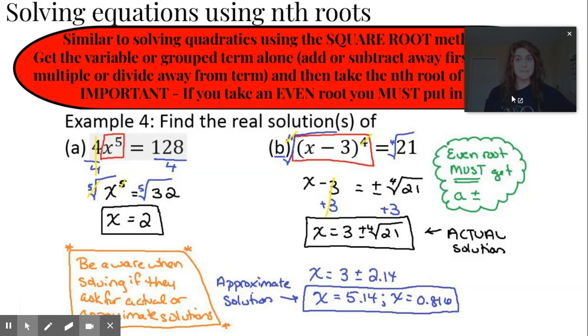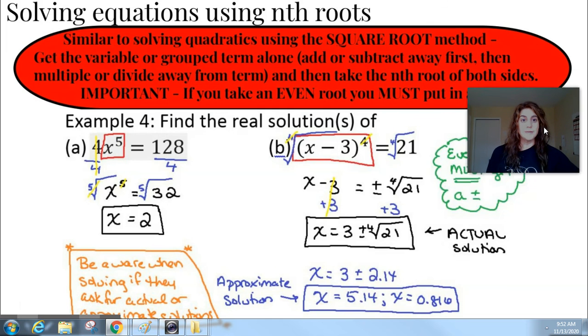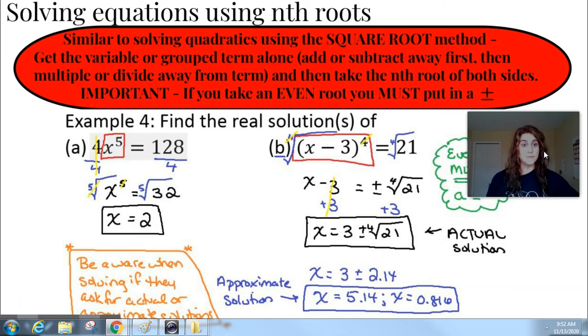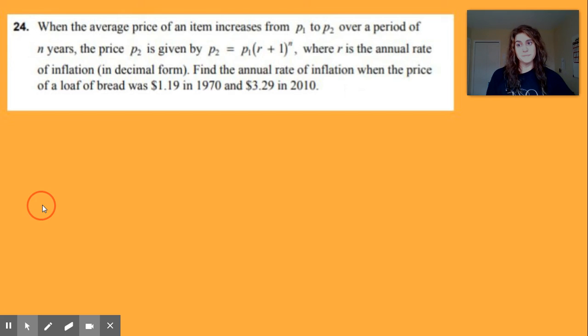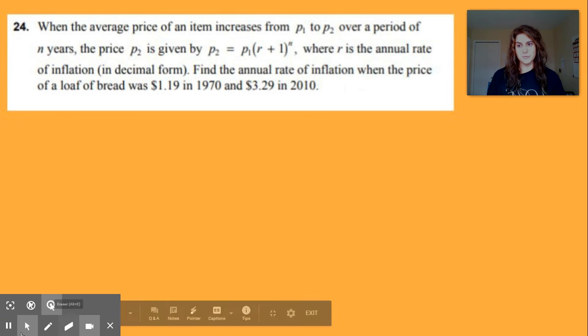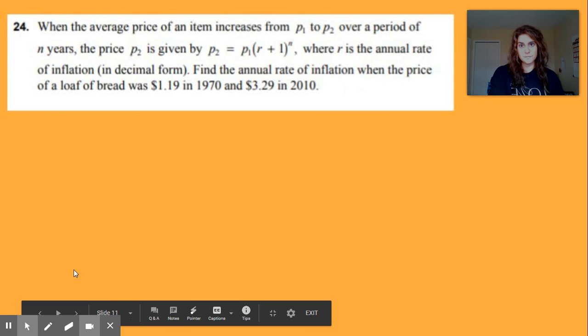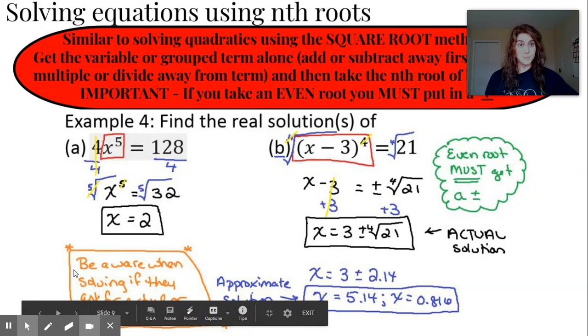And the last thing is, well, how to solve. When you're solving, it's very similar to the square root method of solving. You want to get the root or the value by itself and then root it to whatever the exponent is. So in this case, I took a 5th root because it was a 5th power. In this one, I'm 4th rooting. This is a 4th power. And again, anytime we have an even root, we have to put that plus or minus.